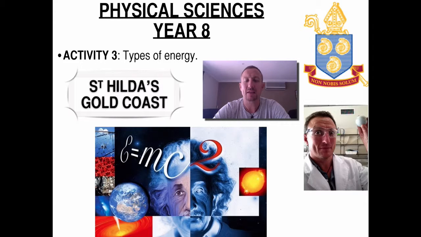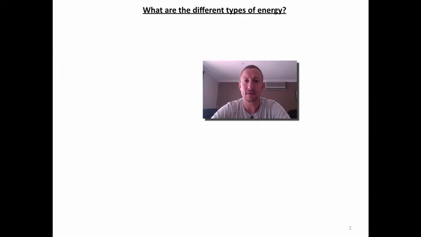In this activity, what we're going to be looking at are the different types of energy. What we're going to do is give a basic definition of the various types of energy that we use a lot in the science courses, so that you've got a familiarity with what they are. Later on in the course, we'll go through individual ones in a little bit more detail and how we can calculate them, etc. Okay, so let's get started.